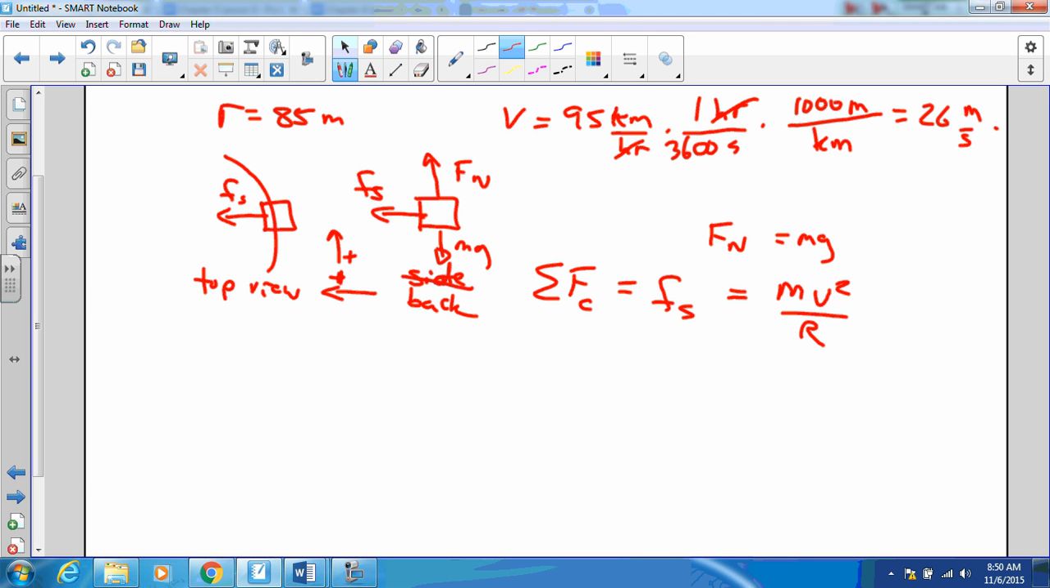Okay. So far, so good. I have learned the following things. The normal force must be equal to the gravitational force, or the weight of the car, and the frictional force has to equal mv squared over r. But I still haven't answered the question, which is, what is the smallest coefficient of friction that will do the job?